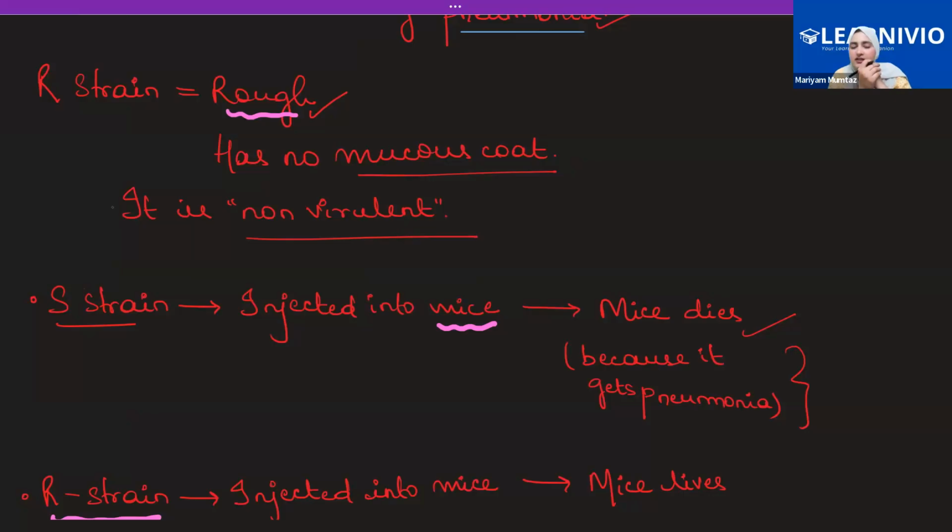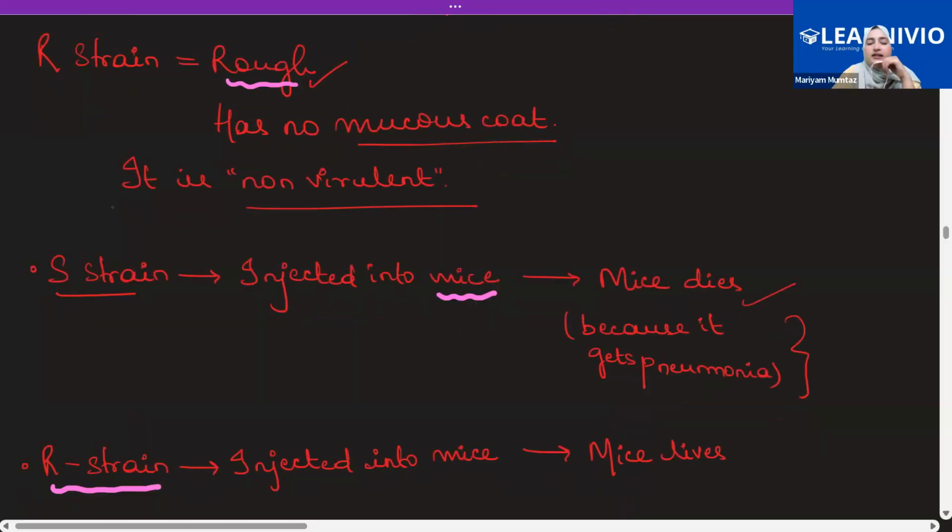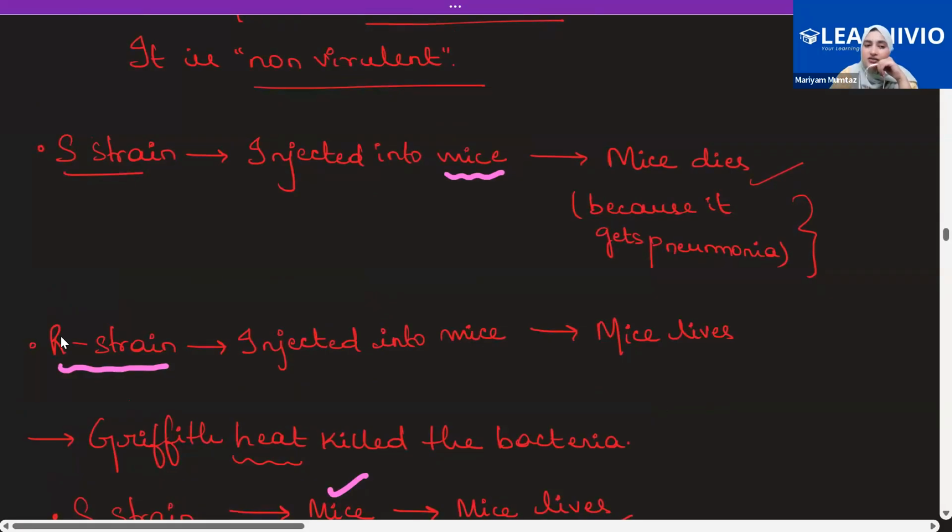So what Griffith did is that he took the S strain and injected it into mice. The mice died because they got pneumonia. Then he injected the R strain, but the mice did not die because it didn't cause any disease.